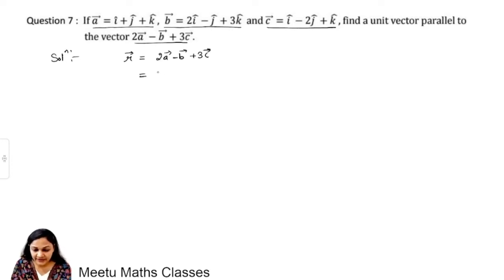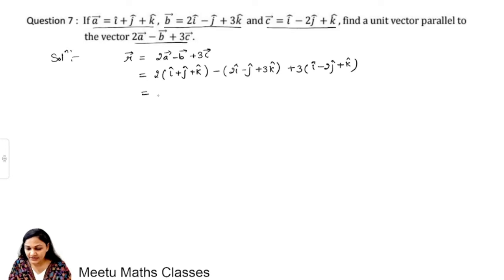So first of all, make the vector R. A is i plus j plus k, minus B, which is 2i minus j plus 3k, and C is i minus 2j plus k, and this will be equal to 2 minus 2 plus 3. So finally this will be 3i. Now 2 plus 1, 3 minus 6 will give you minus 3j. Then 2 minus 3, that is minus 1. Minus 1 plus 3 will give you plus 2k. So your vector R is this.